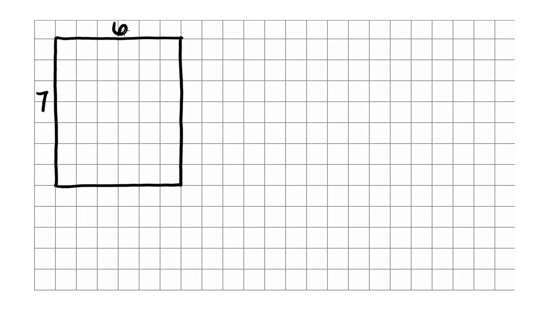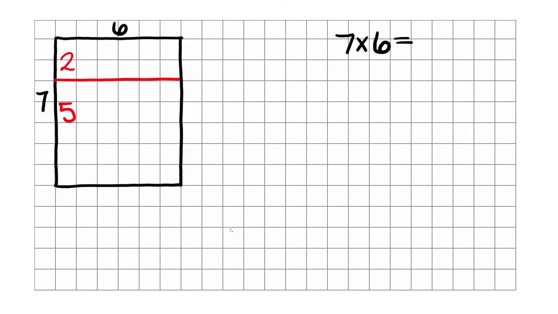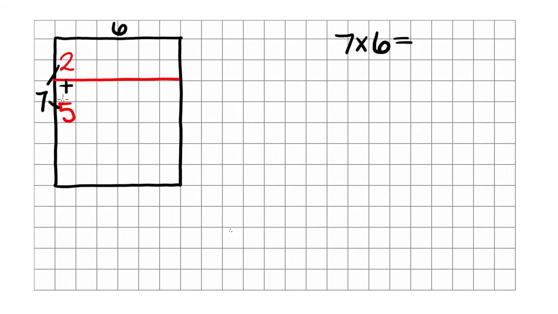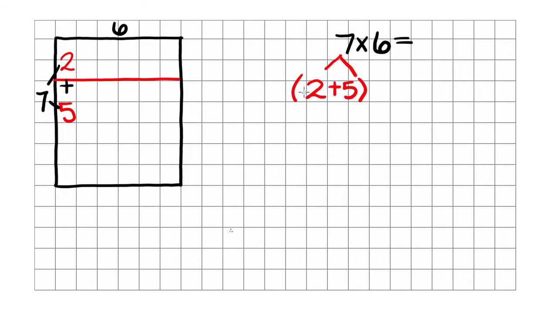This time, let's draw an array or rectangular model to represent 7 times 6. There's 7 rows with 6 in each row. Looking at the 7, this time let's divide it with 5 on one side and 2 on the other. All I did was take the 7 and separate it into the 5 and 2. Now looking back at our problem, I'm going to make my equation reflect the separation on the model. I just took the 7 and separated it into 2 and 5, and 2 plus 5 still equals 7.